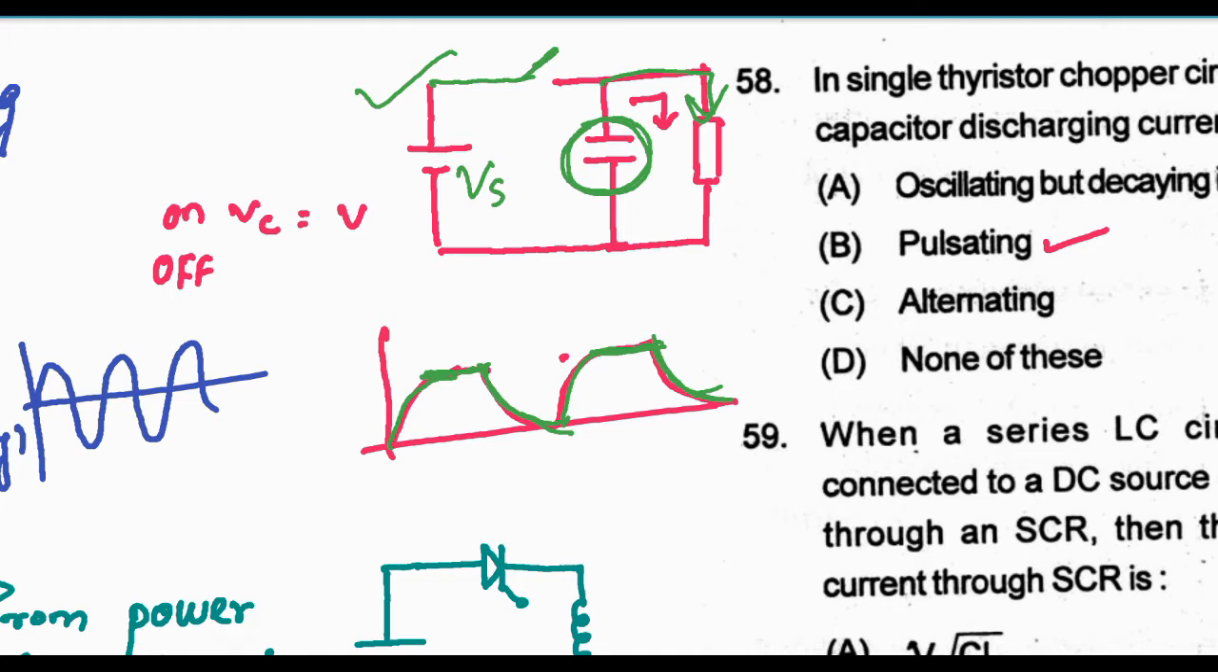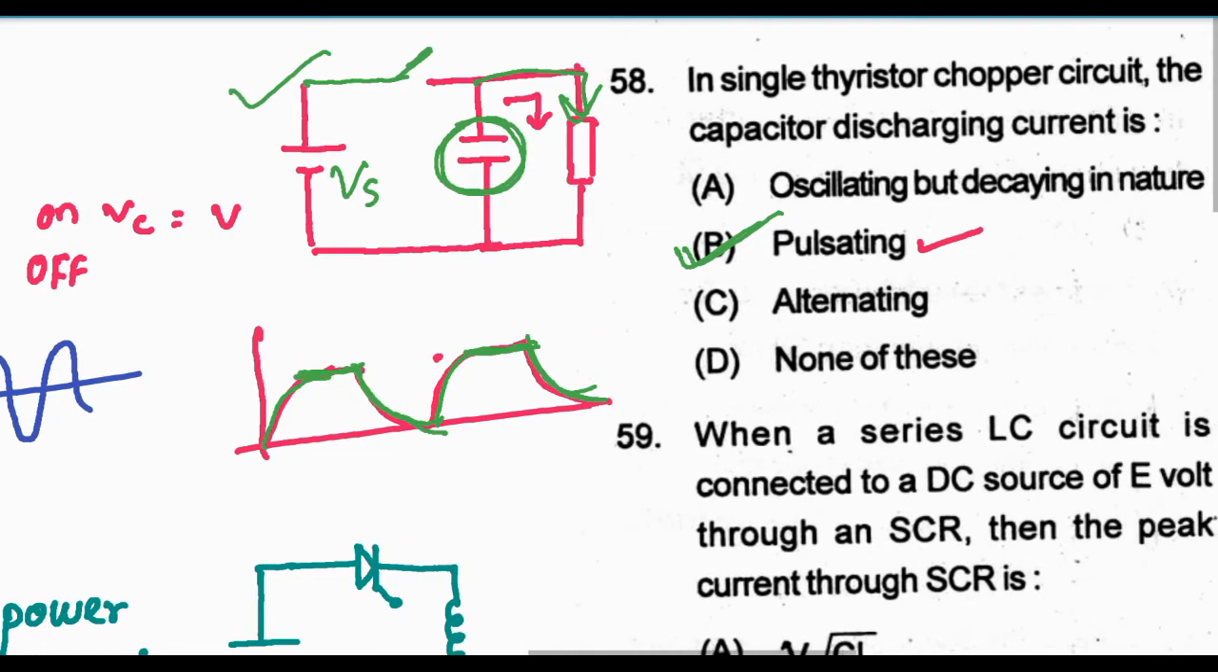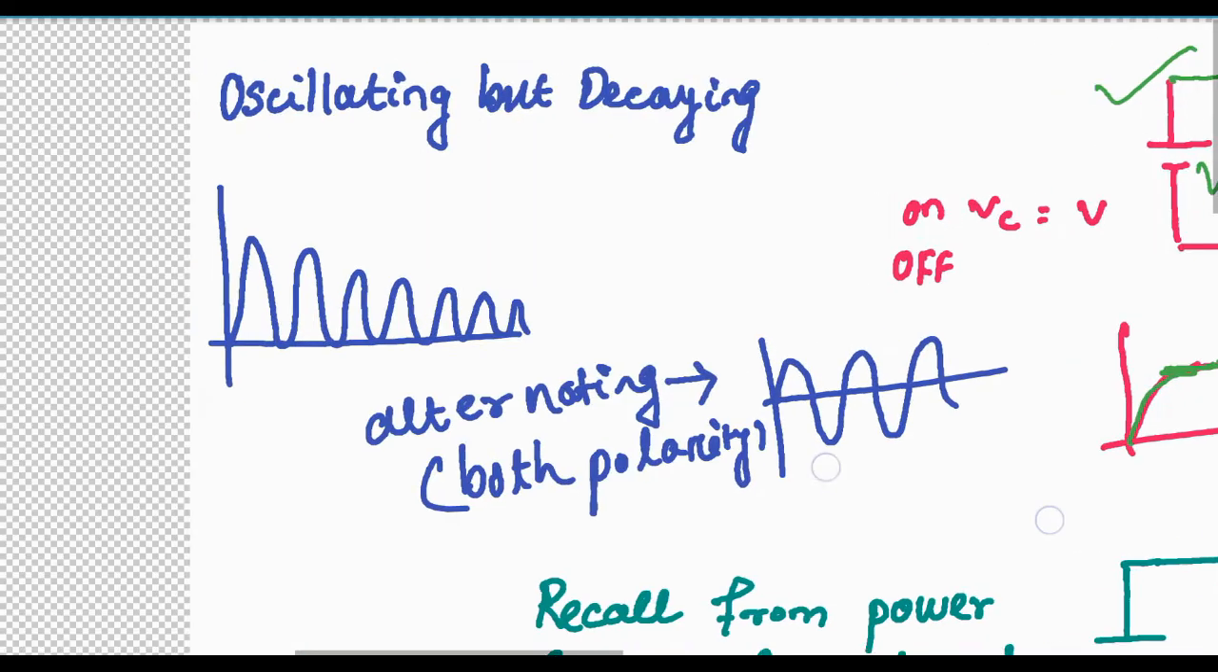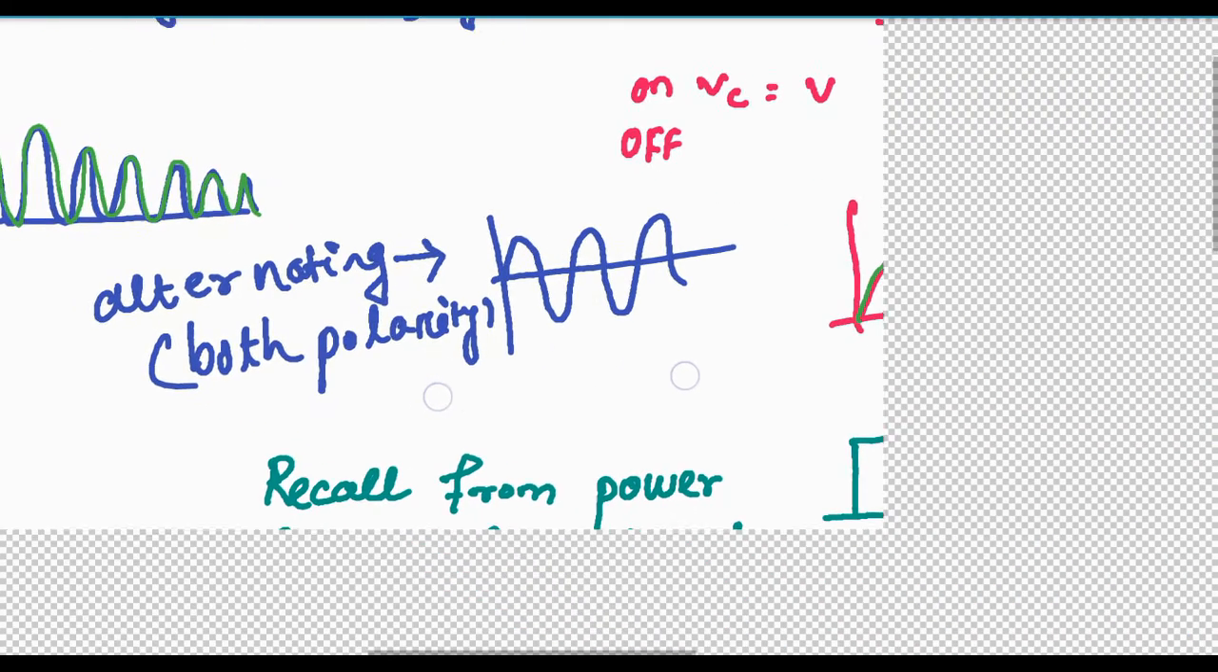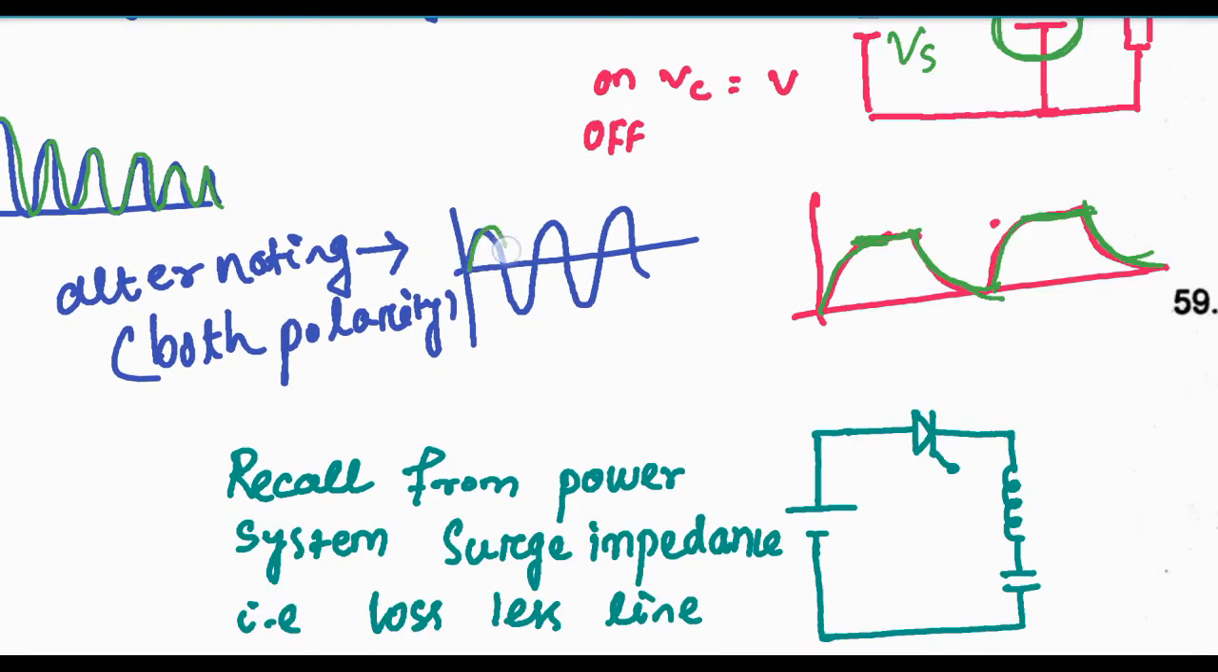So we can see that this is pulsating in nature, not alternating or oscillating but decaying. Oscillating but decaying means a wave whose magnitude or amplitude will decay gradually. Next, alternating means polarity must change from one to another. So this is not alternating.